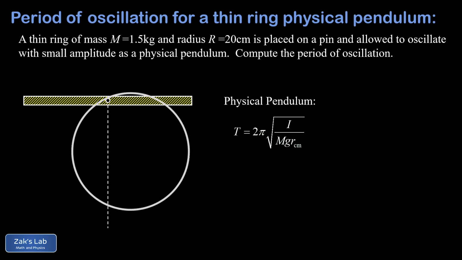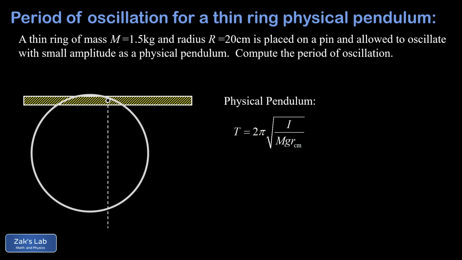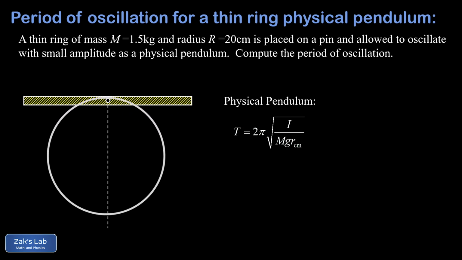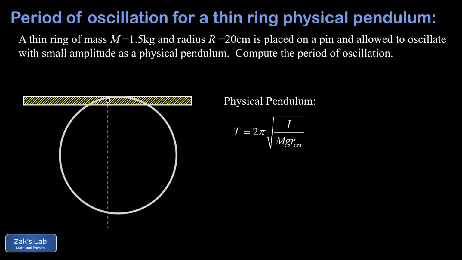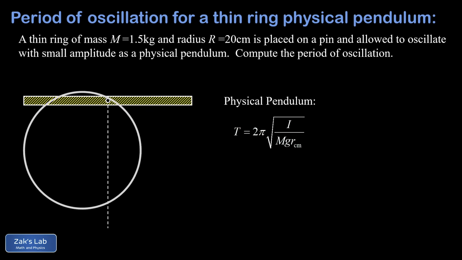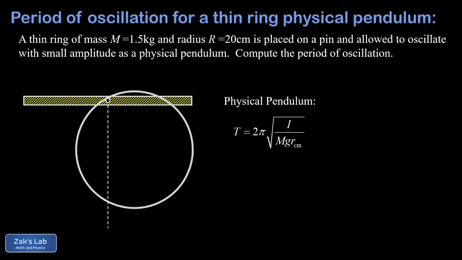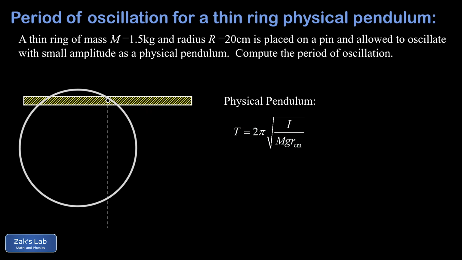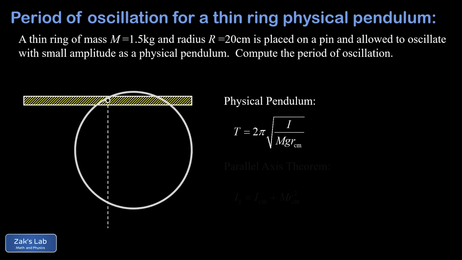G is the acceleration of gravity, and r center of mass is the distance between the rotation axis and the center of mass of the physical pendulum. And the center of mass of this physical pendulum is just the center of the ring. And I'll post a link to the video where that result was first derived.